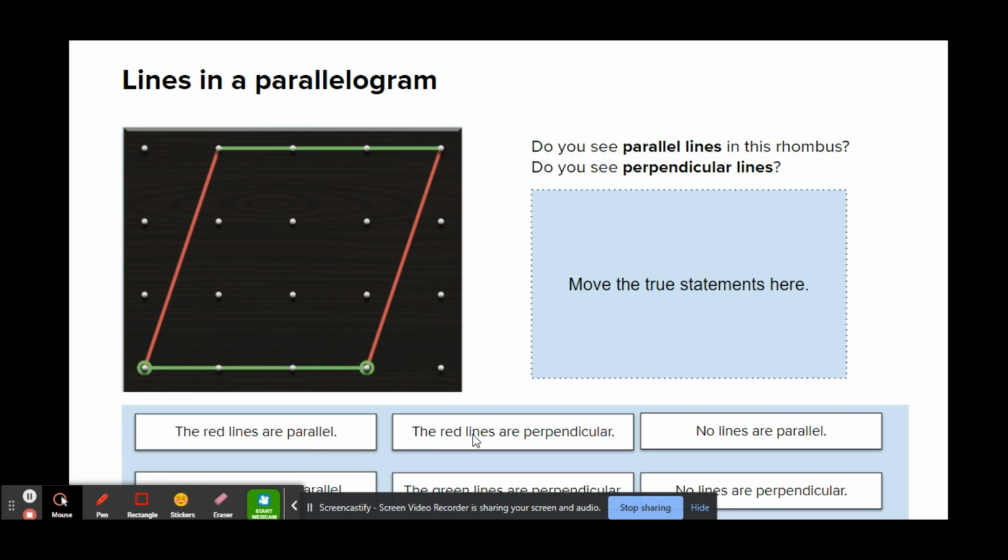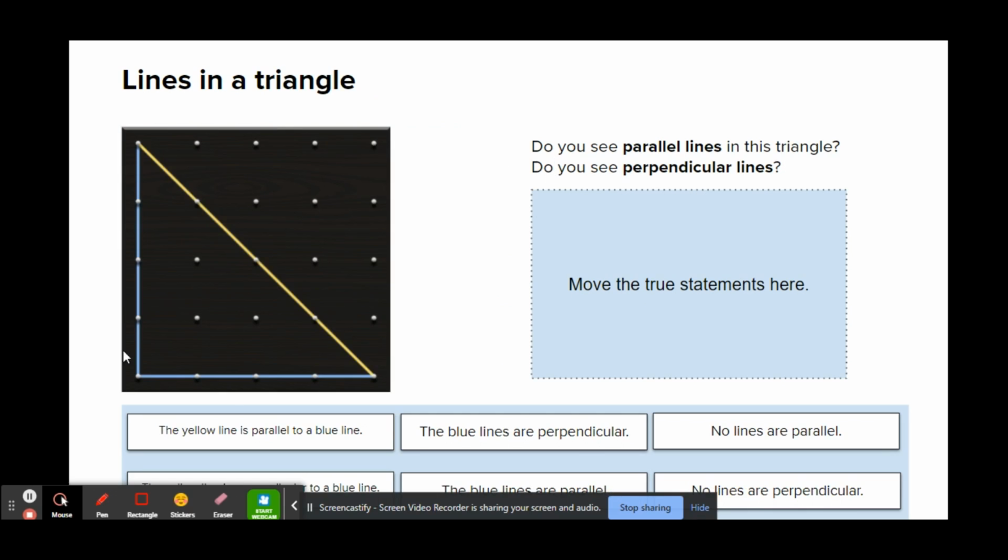Then it says the red lines are perpendicular. Nope. They don't cross each other. They don't form right angles. They are not perpendicular. So you wouldn't put that up there. This one says no lines are parallel. Well, we already said the red lines were parallel, so this isn't right. So there's not a set number of true statements. You just need to look and see which ones are true.